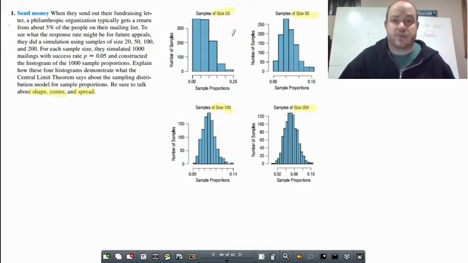Well, first off, let's look. What's the major difference between these 4 graphs? Their sample size, all right? So how would the central limit theorem be related to a sample size of 20, 50, 100, and 200?